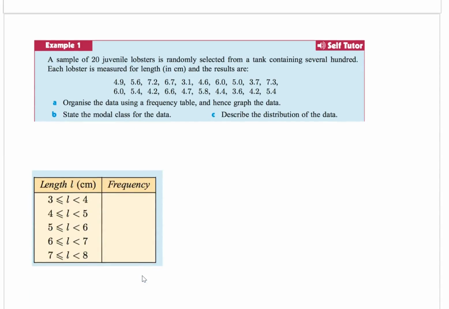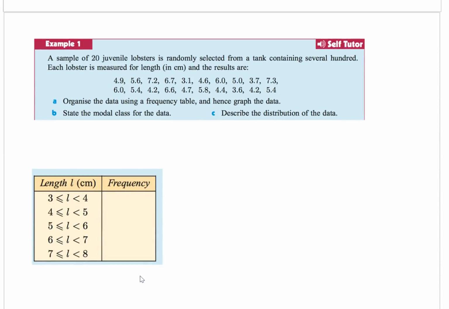And finally, let's move on to a couple of examples. In this first one, they give us 20 juvenile lobsters from a tank of several hundred. So we randomly select 20 lobsters, and they want us to organize them in a frequency table and then do some stuff with it. So how many lobsters between 3 and 4? There's one here, one here, and here. So there should be 3 lobsters. Between 4 and 5, 1, 2, 3, 4, 5, and 6. So there's 6 between 4 and 5.